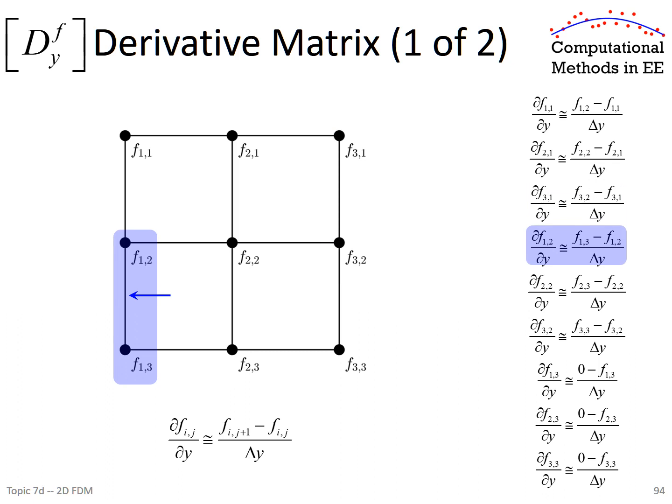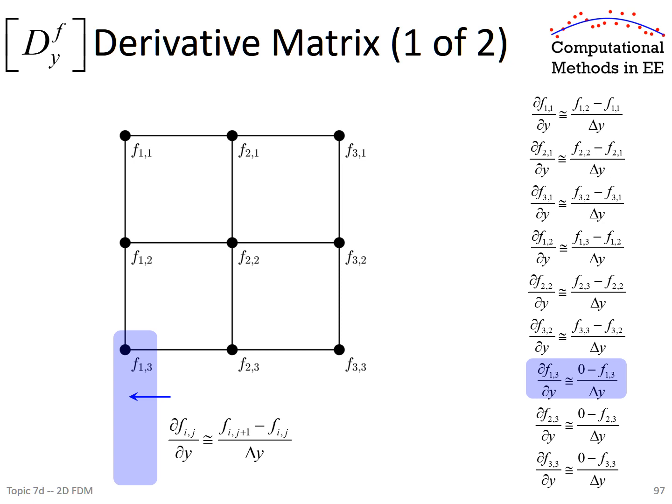Now we move down to the next row. This is the finite difference equation written at the point where f12 is, but it evaluates the derivative at the midpoint between f12 and f13. So it's f13 minus f12 divided by the spacing delta y. Same story for the equation written at the point where f22 exists. Here's the finite difference equation for point f32.